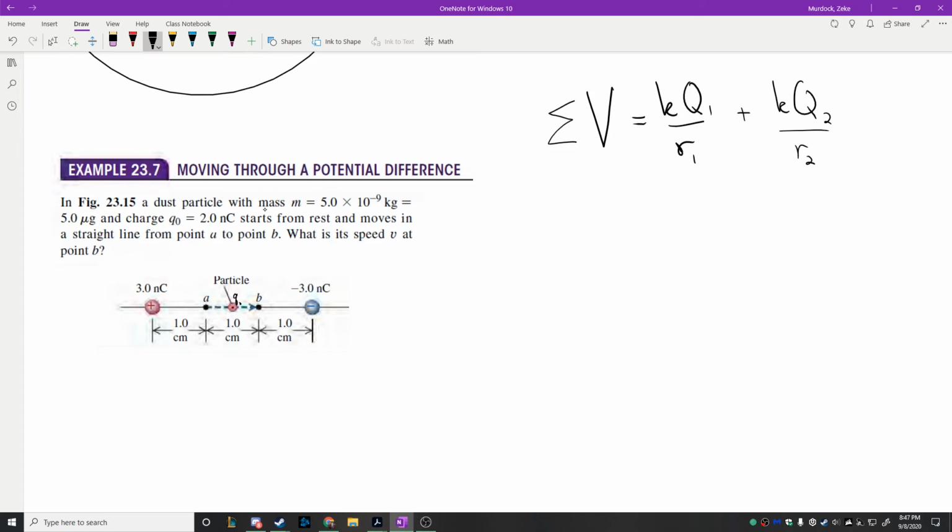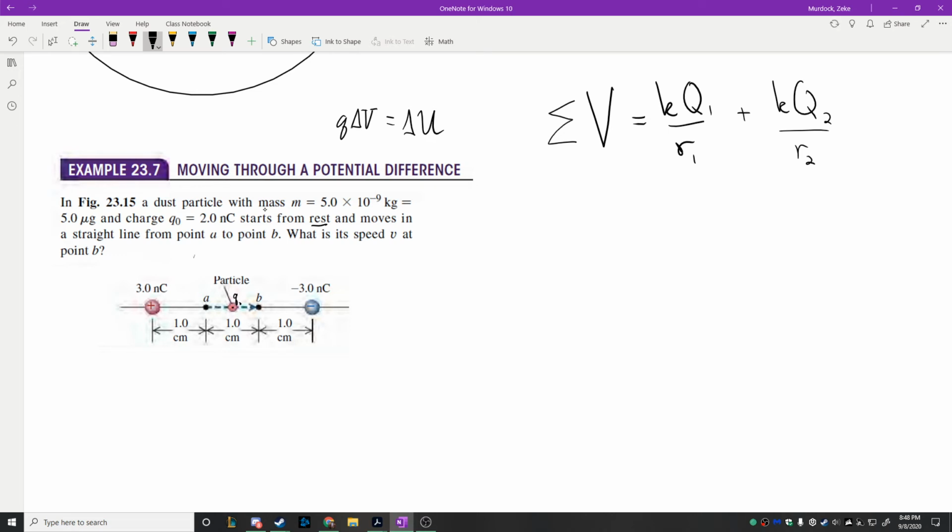It starts from rest and it moves in a straight line from point A to point B. So from here, A to B. We want to find what is its speed at point B. Remember, it starts from rest, right? And we're going to use that equation that I just wrote down combined with our energy equation and then the relationship that Q delta V is equal to change in potential energy to solve this problem.